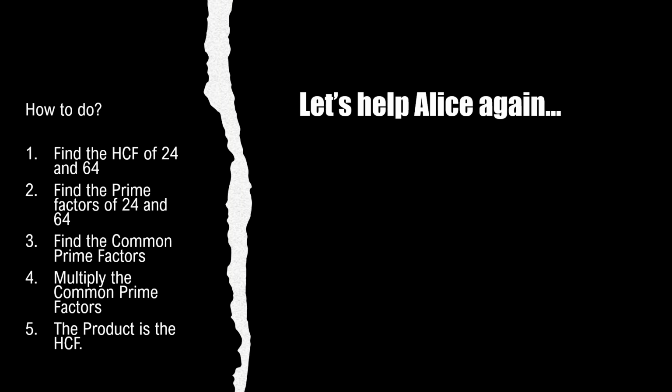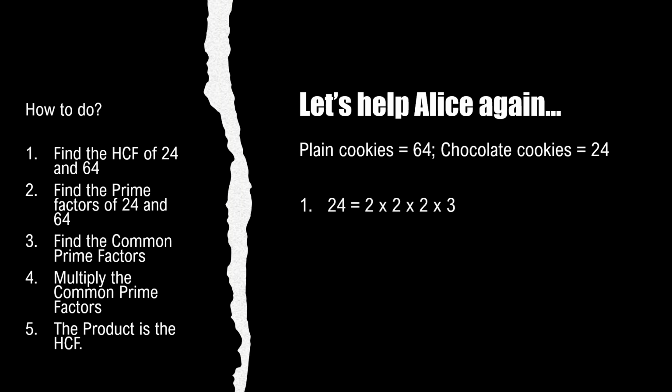So how did we do? Let us see how we can divide the cookies into packets. First, we have got 64 plain cookies and 24 chocolate cookies. The prime factors of 24 are 2, 2, 2, 3. You can use the division rule or the number tree to find the prime factors of 24. What are the prime factors of 64? 2, 2, 2, 2, 2, 2. Again, you can use the number tree method or the division method to find the prime factors of 64. So now we have found the prime factors of both 24 and 64.